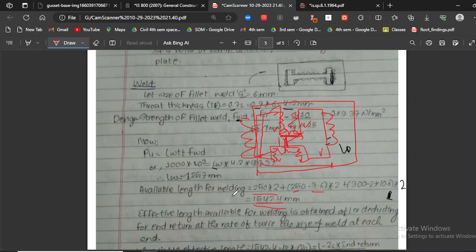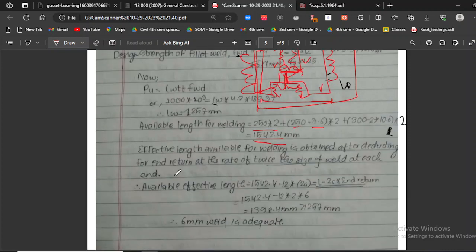So now finally moving into my last part, I have effective length available for welding. Effective length available for welding is obtained after deducting the end return at the rate of twice the size of the weld. So in order to find our available effective length, what I need to do is available length for welding, L minus 2s into n return. My L is the available length for welding. So available length for welding is 1542.4 mm minus the end return.